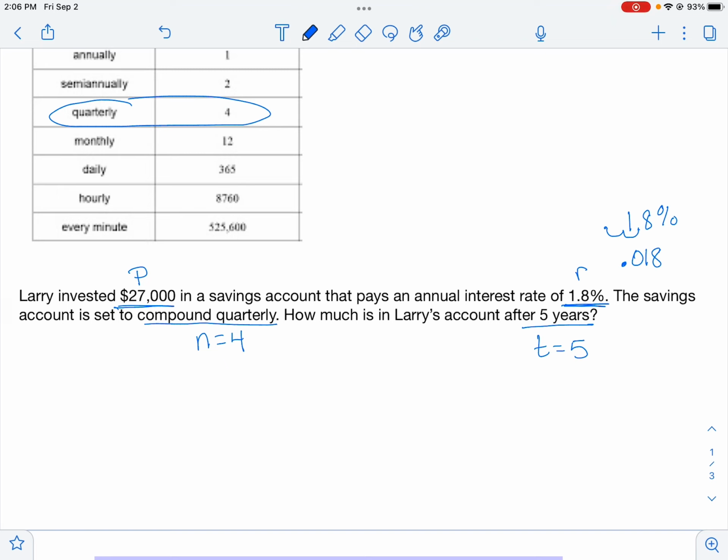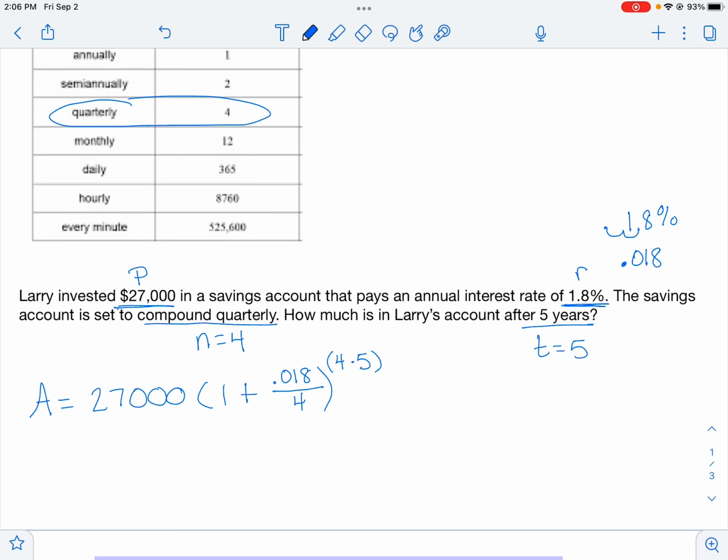So let's plug it into our formula. A is equal to P, which is the 27,000, times the 1, the amount that we have to give back, plus our rate that we've already changed to a decimal, divided by the number of times that it is compounding, so 4 times per year, quarterly, raised to the number of years times how many times we're compounding. So N, again, times 5 for our years.